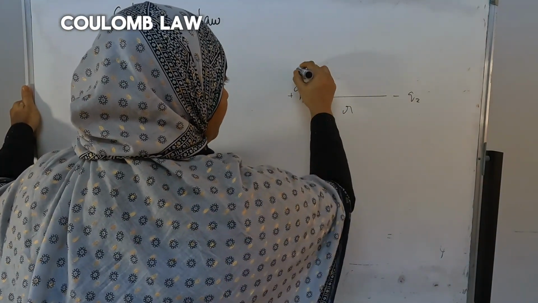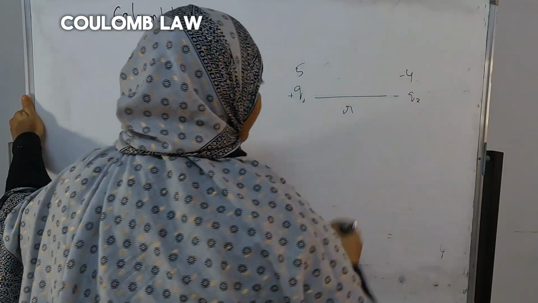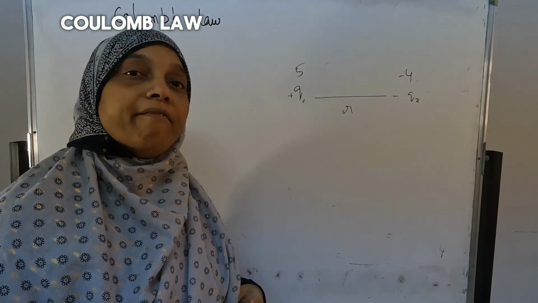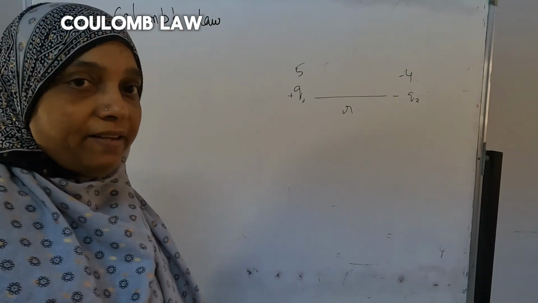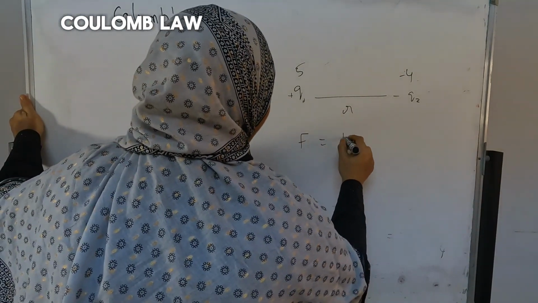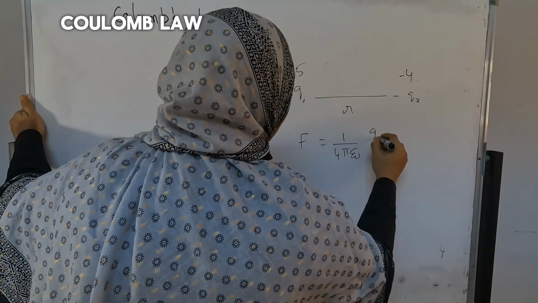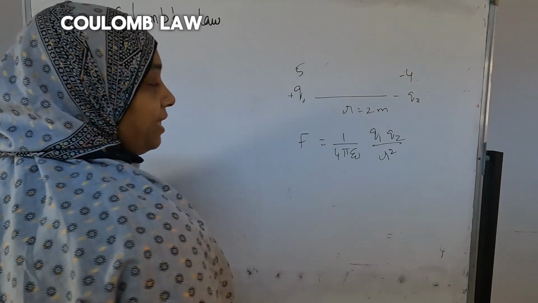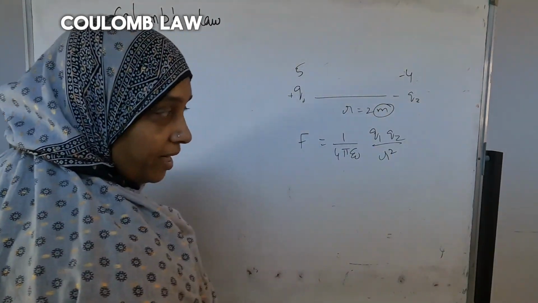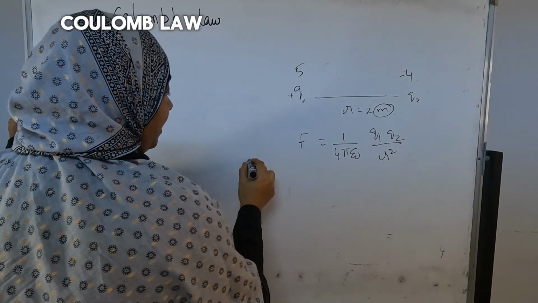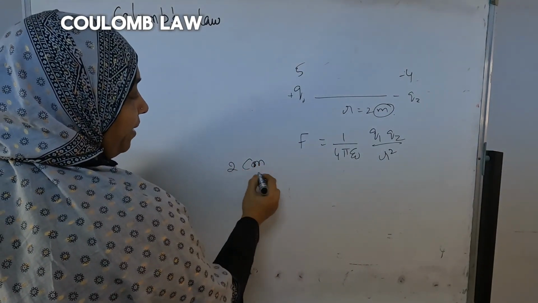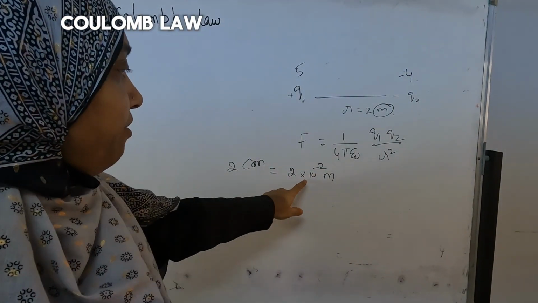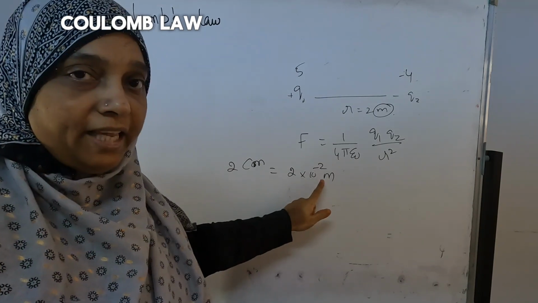Suppose 5 coulomb, and the same thing, we take minus 4 coulomb. We are not going to substitute the negative sign, because force is a vector quantity. Keep in mind, force is a vector quantity. So F is equal to 1 by 4 pi epsilon naught Q1 into Q2 by R square. The distance we give the same, 2 meter. And R should be in meter only, not in centimeter. Suppose they give 2 centimeter, then substitute 2 into 10 power minus 2 meter. This is easy for us, instead of doing decimals. Keep in mind.